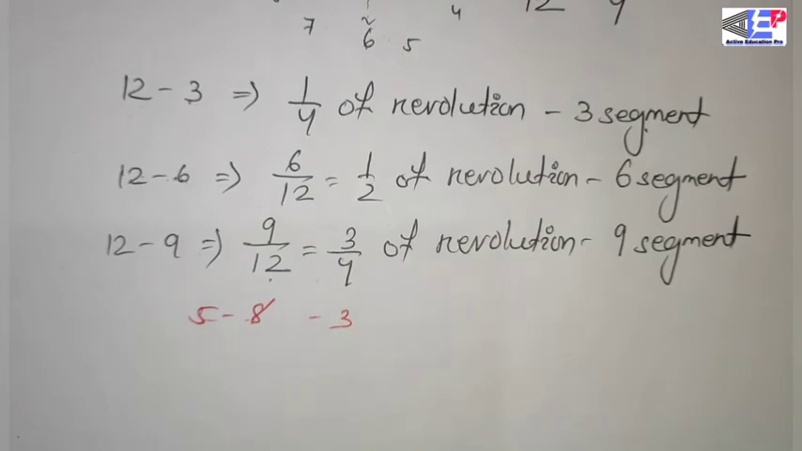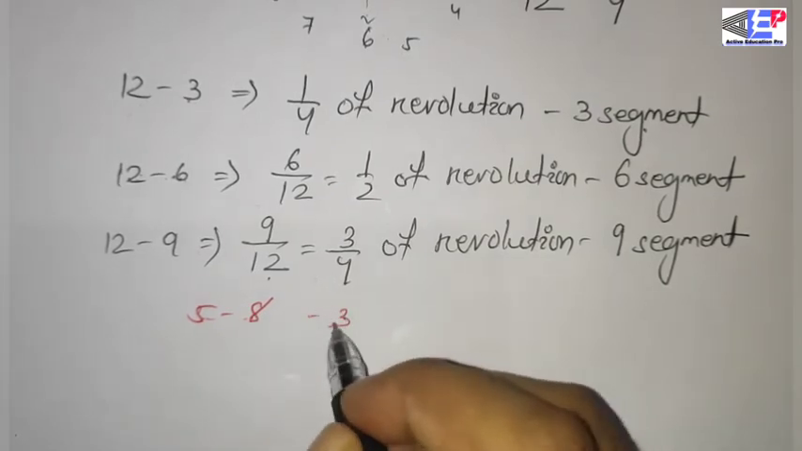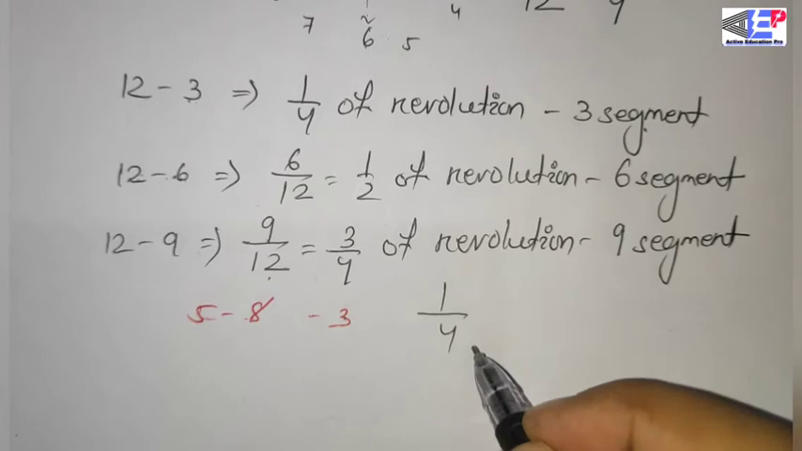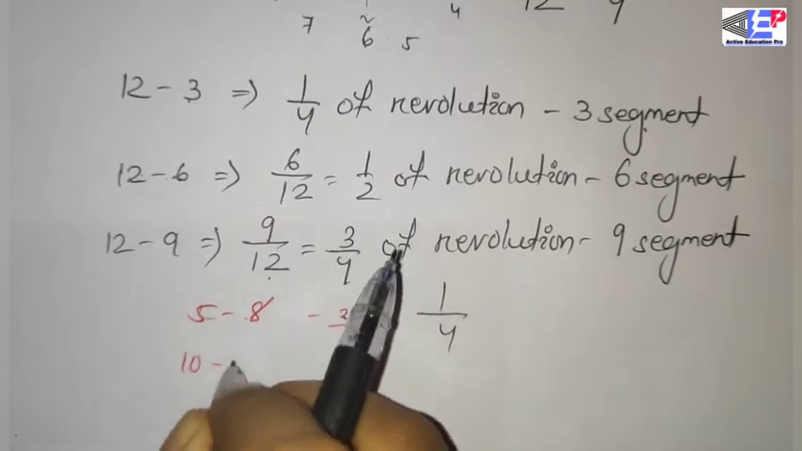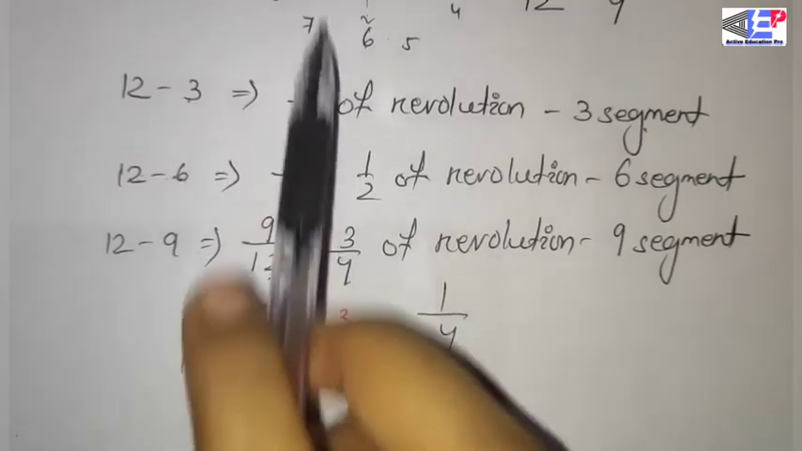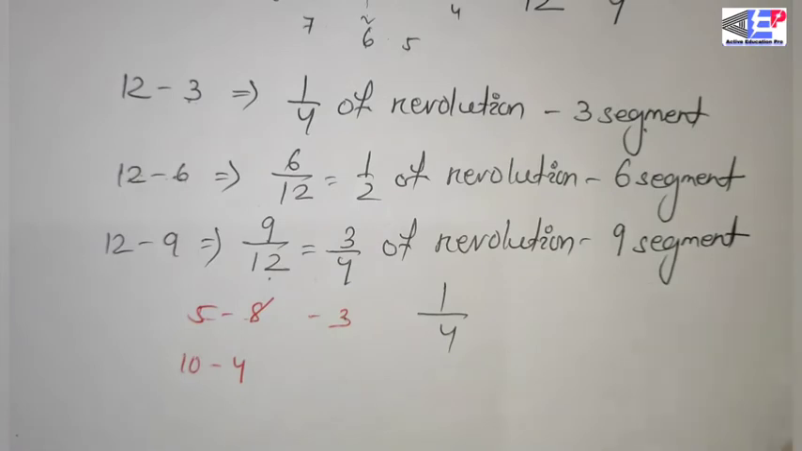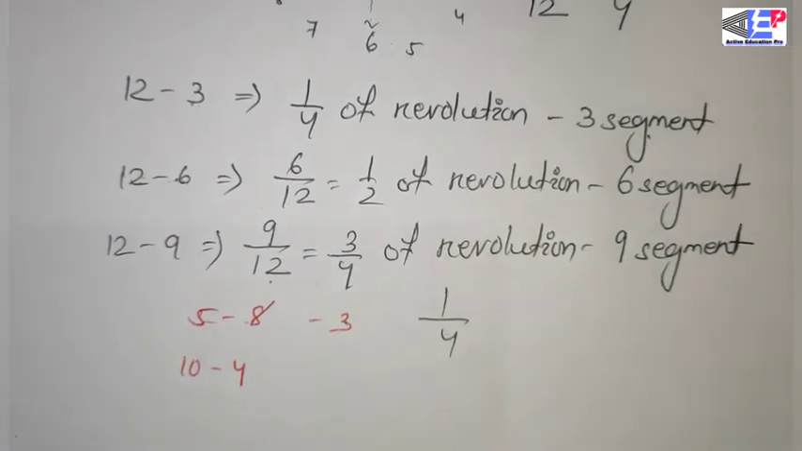So here 3 segments means 1 by 4th revolution. The next example: if you move 10 o'clock to 4 o'clock, then there are 6 equal segments.